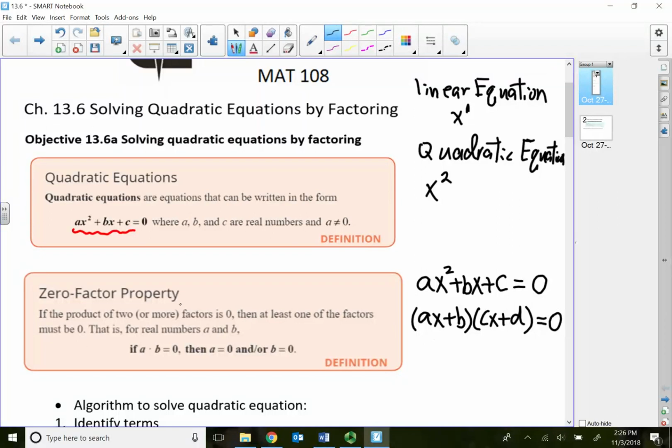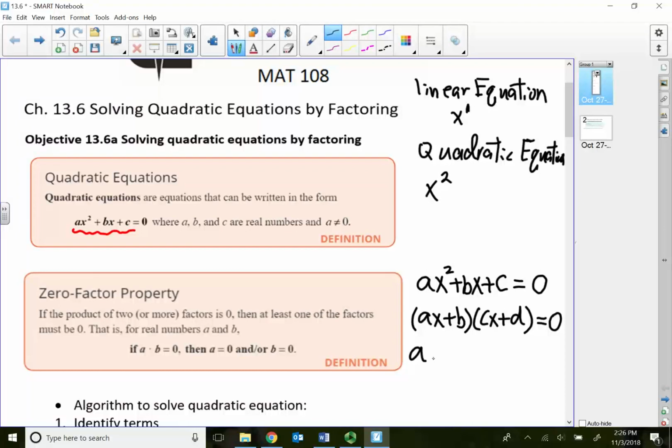By the zero factor property, it says, find me a number for x where I times by a plus b, this whole thing will equal 0, because 0 times anything is still equal to 0. In the same token, find me a number for x where I times by c plus d, where this is also going to be 0, because 0 times anything is still equal to 0. That's what the zero factor property says.